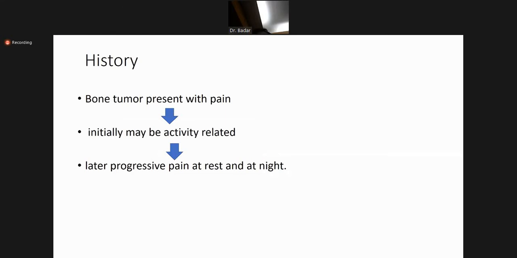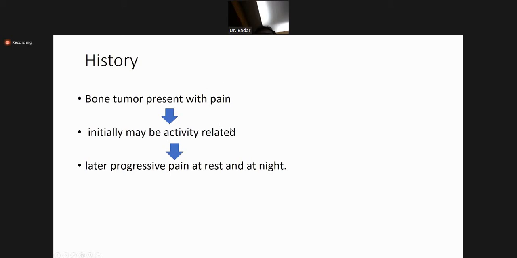So what things will you ask in history? The key is most bone tumor patients present with pain, and that is activity related initially, but later on it becomes progressive and the pain becomes severe at rest as well as at night. So this is how the bone tumor presents, while soft tissue tumors usually present with swelling, and that swelling initially is small, later on becomes larger in size. So the key in bone tumor presentation is the pain.